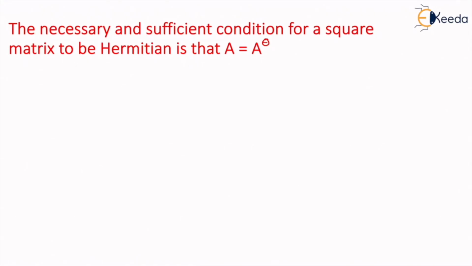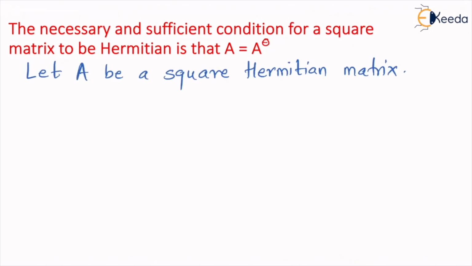Now guys, to prove this result, let's assume matrix A is a square and Hermitian matrix. When we say a matrix is Hermitian, the ijth element of that matrix A is the complex conjugate of the jith element of A. So that condition is nothing but Aij is equal to Aji bar. This is the condition for a square Hermitian matrix.